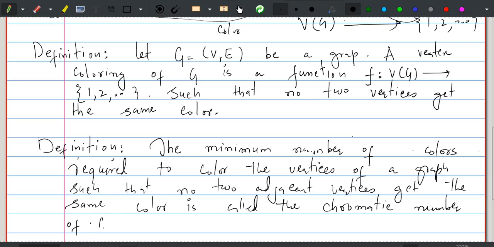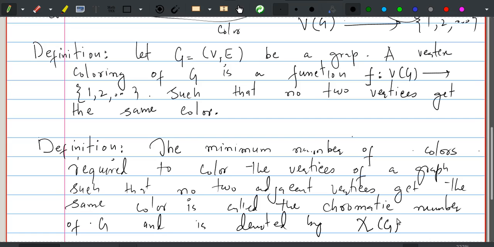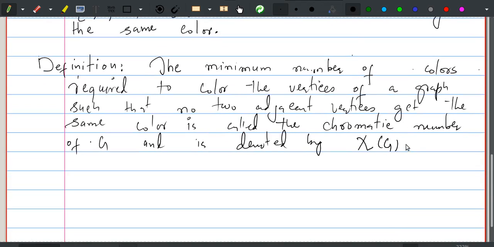This is called the chromatic number of G and is denoted by chi of G. So this chi of G is defined to be the minimum number of colors required to color the vertices of a graph in this fashion, such that no two adjacent vertices get the same color.